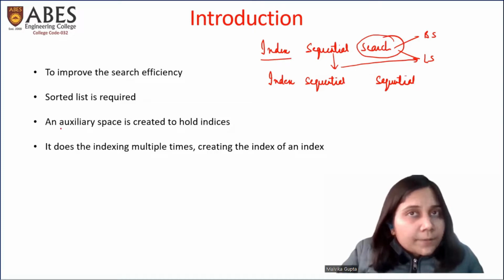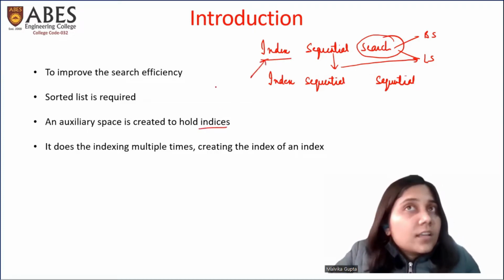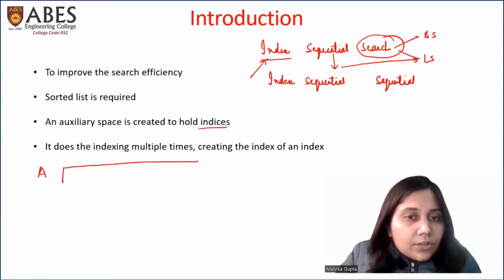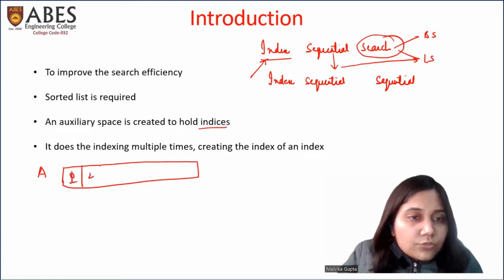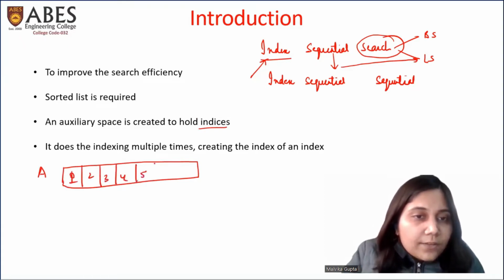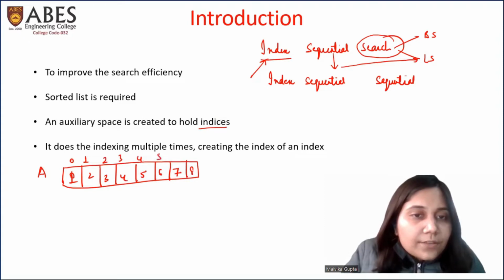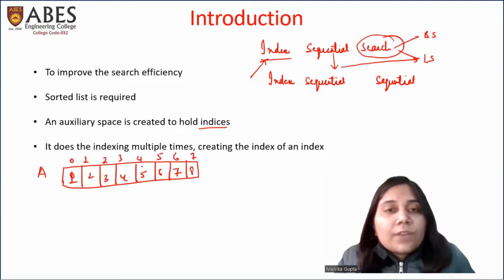Auxiliary space is required to hold the indices. Now, the term index: suppose I have an array with elements at indices 0, 1, 2, 3, 4, 5, 6, 7. This is an array of 8 elements.